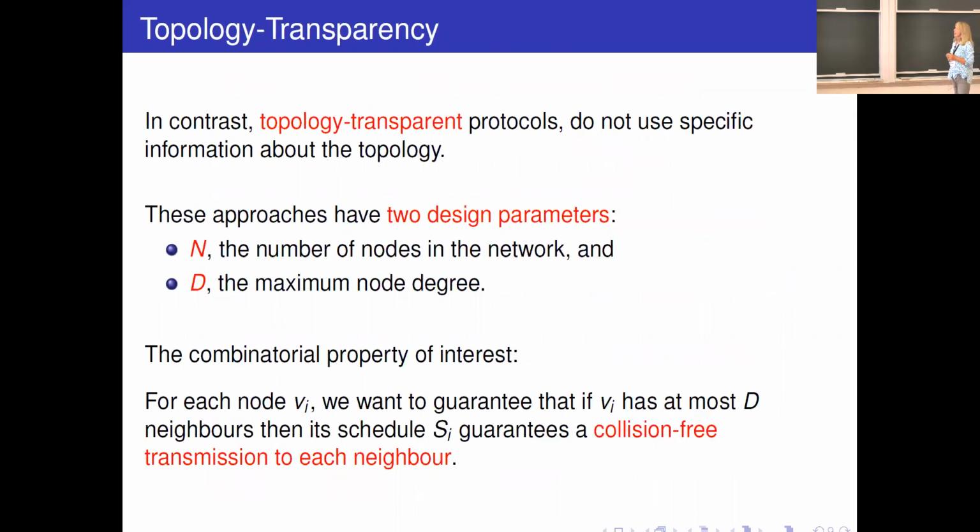What I wanted to talk about today, though, was topology transparent schemes. Here we're looking to design a scheduling scheme where we are not aware of who our specific neighbors are. In this case, we have two design parameters. One is N, the total number of nodes in the network you're trying to support, and then D, the maximum node degree. And so finally, some combinatorics. The property that we're interested in is that for each node, we want to guarantee that if a node has at most D neighbors, then the schedule you assign to that node will guarantee a collision-free slot to each of its neighbors.